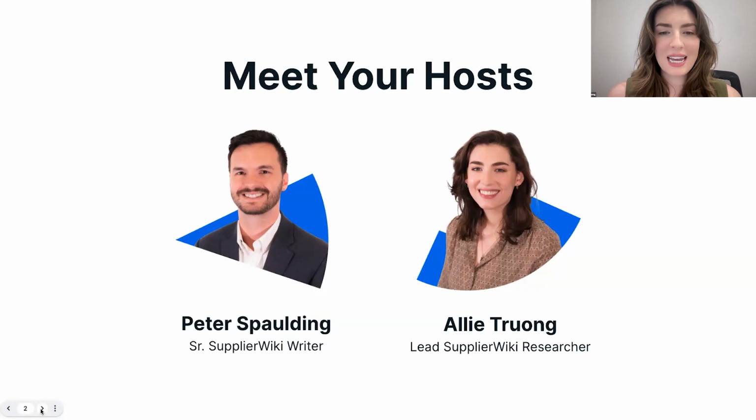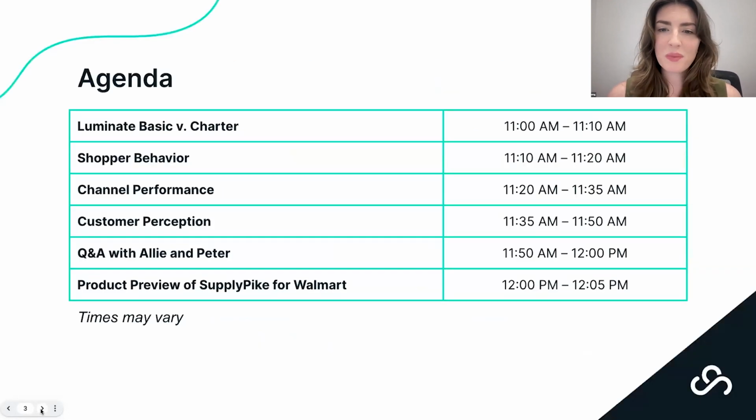I'm really excited to get into this new webinar we're doing. As you can see, we have a packed agenda. We're going to talk a little bit, in the beginning, about the differences between basic versus charter, so understanding what features are available versus not, because basic is the free version of Luminate and charter is the paid version. Then we'll talk in depth about some of the areas in which charter differentiates from basic. We're going to jump into shopper behavior, channel performance, customer perception, and then we will have a Q&A with myself and Peter.